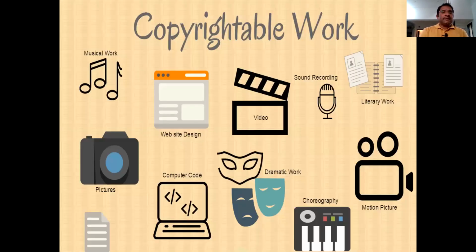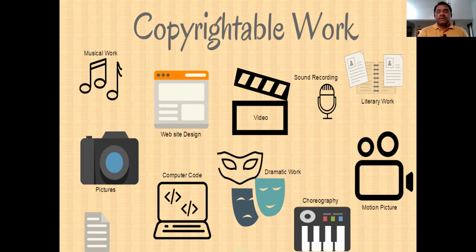Now, here you can see what kind of work can be protected under copyright. The first thing, we have already mentioned, is musical work. Next, website design can also be protected, since it is a literary work and a computer program. Then video or film, and sound recording are protected under the Copyright Act. Then literary work, that is written books, articles, etc.